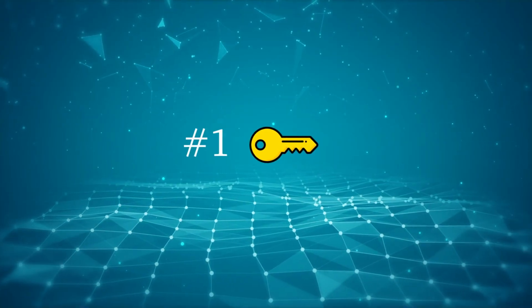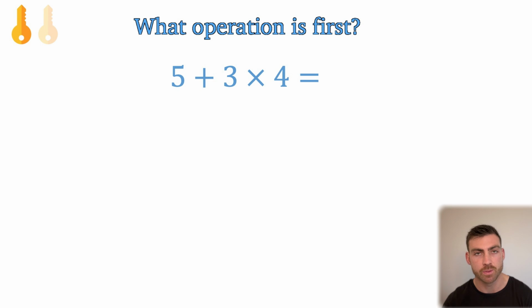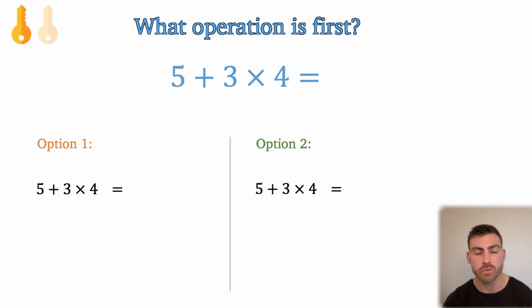Starting with the first key. If we look at this example, this is a little confusing since there are two ways we could answer this question. Option 1, you could add first. 5 plus 3 equals 8, then times 4 equals 32. Option 2, you could multiply first. 3 times 4 equals 12, then add 5, that equals 17.